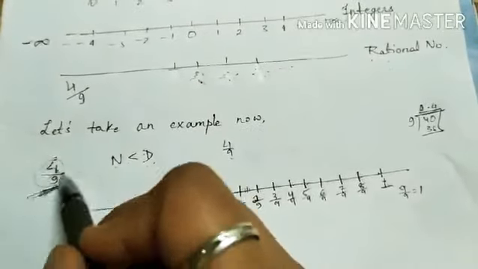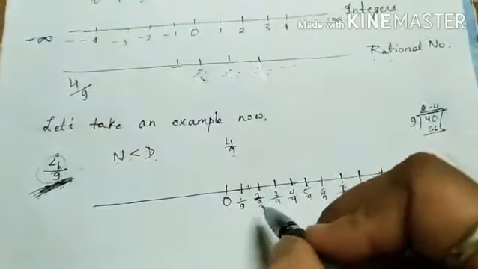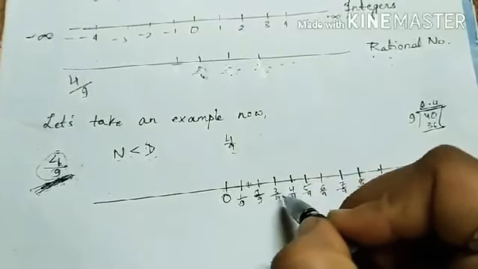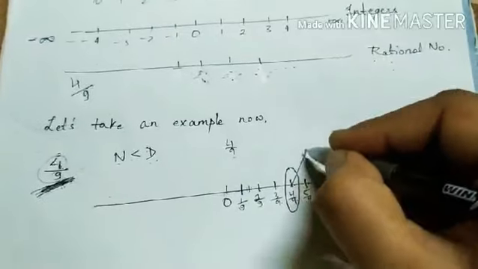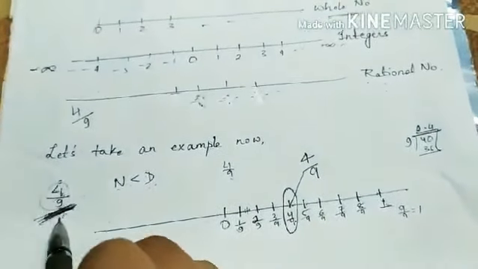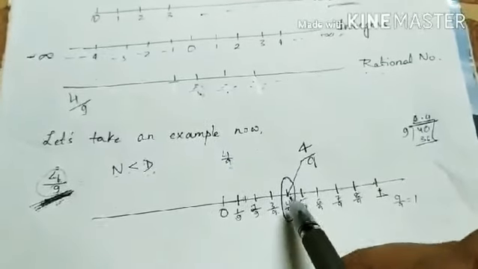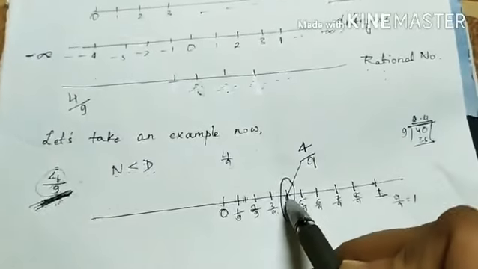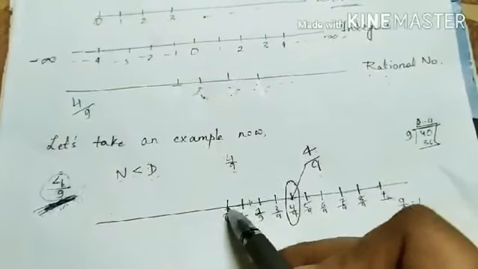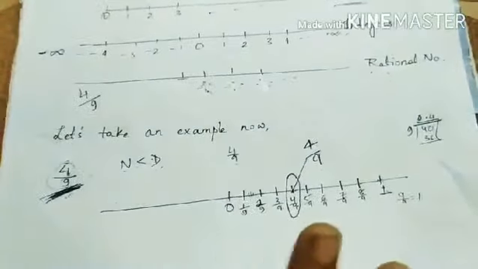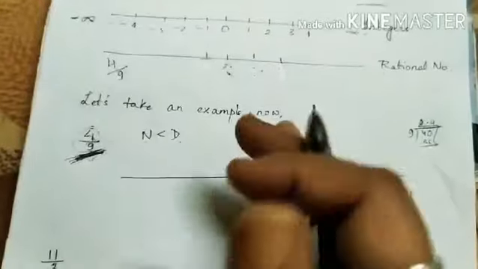Now what we wanted: 4 by 9. We wanted 4 by 9. This is 1 by 9, 2 by 9, and this is 4 by 9. So where is the rational number now? 4 by 9. So this is the rational number 4 by 9 represented on the number line like this. So this is the place where the 4 by 9 lies between 0 to 1. Understood? Now we are going for the next part.